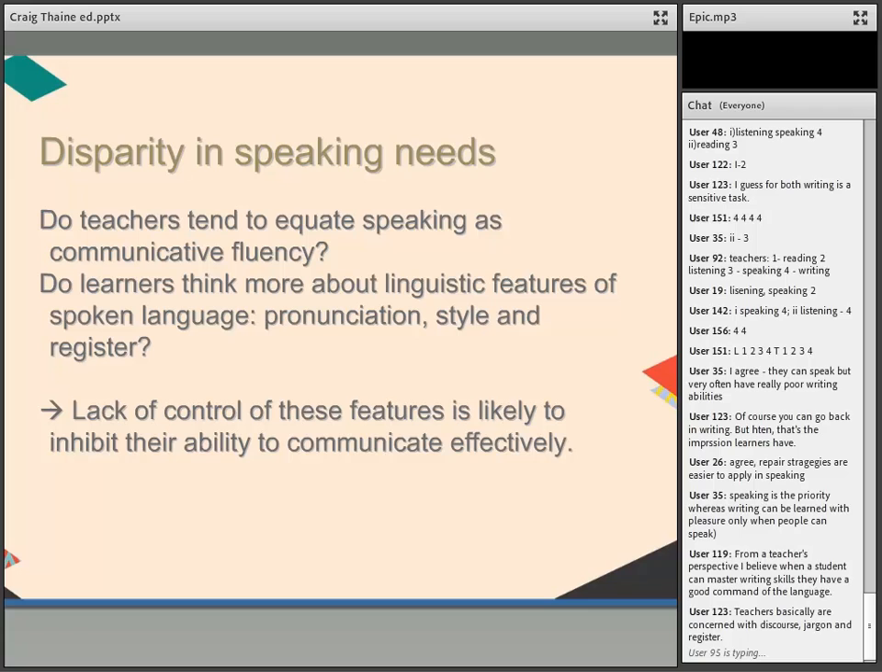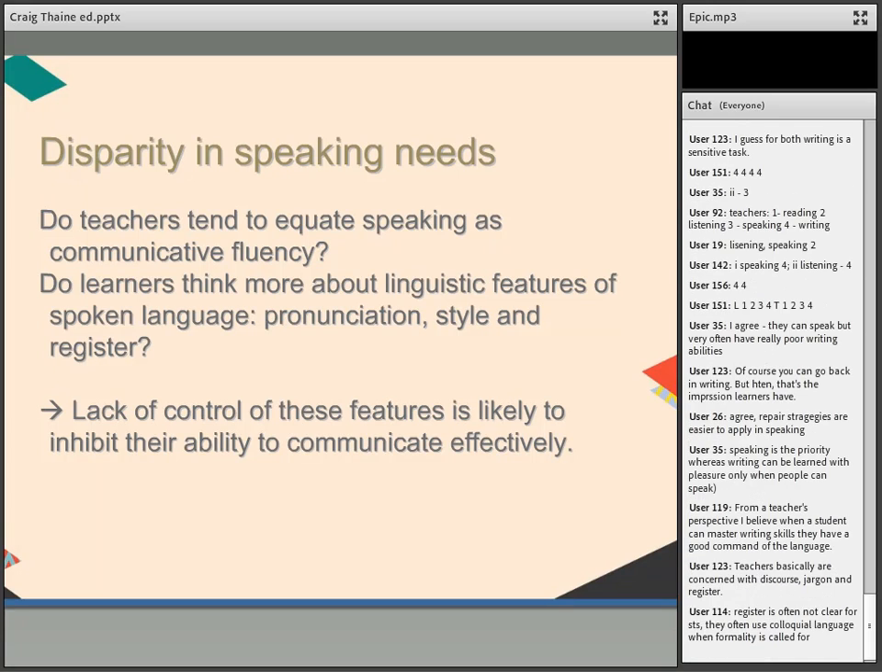As we've noted, there is a disparity in the speaking needs that learners and teachers had. So learners put that as number 3, so quite a high level of need, whereas in fact teachers put that as number 1, saying it wasn't that important. So what I wonder accounts for this disparity is that perhaps teachers tend to equate speaking with communicative fluency. So if a learner can actually speak and communicate well, then they can do that quite easily.